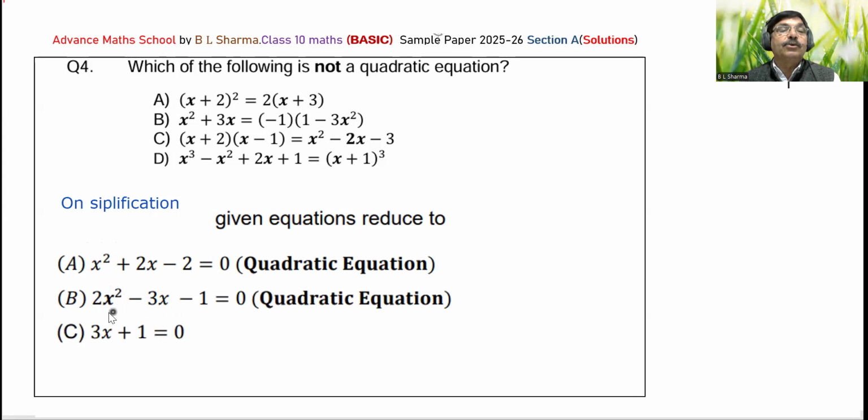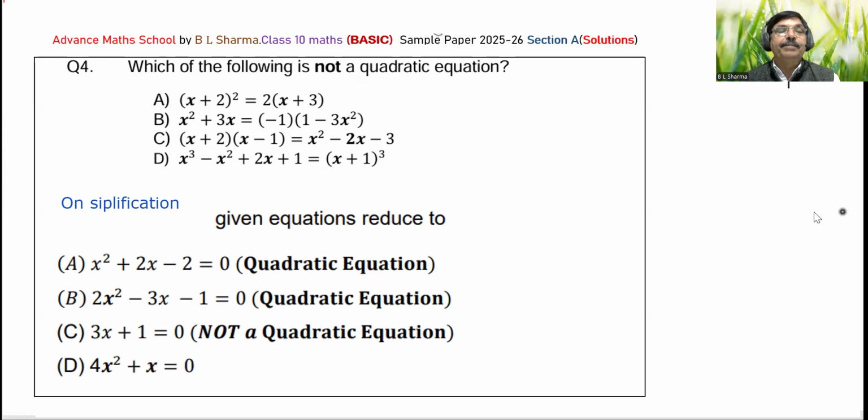This is not a quadratic equation because the highest power of the variable x is 1. So this is a linear equation. Since यहाँ पूछा है, so we can say 3x plus 1 is not a quadratic equation. D को भी सिंप्लीफाई कर लेते हैं. That is 4x square plus x is equal to 0. Here x power is 2, so this is a quadratic equation.